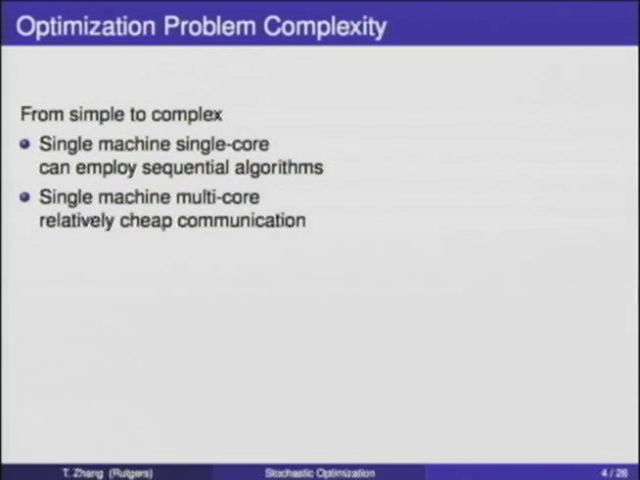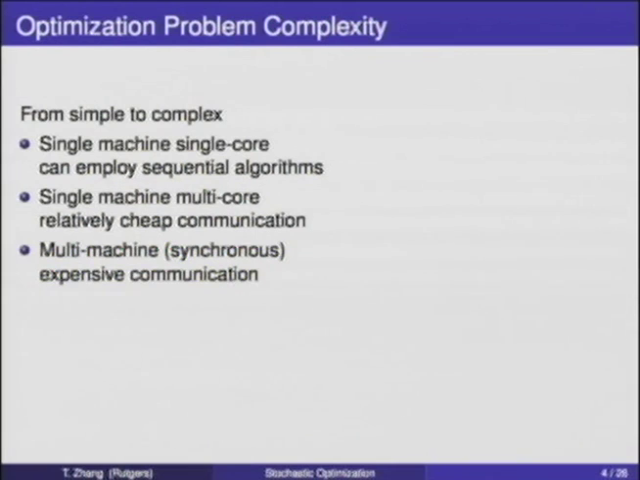If we move to multi-core, then we have some other scenarios. Generally, multi-core is a shared memory machine, so you have relatively cheap communication. So you can do something which you cannot do, for example, if you have multiple machines. With multiple machines, you have more expensive communication, especially if you want to synchronize. This we will talk about later on. We start from simple, but then we will look at this synchronized communication.